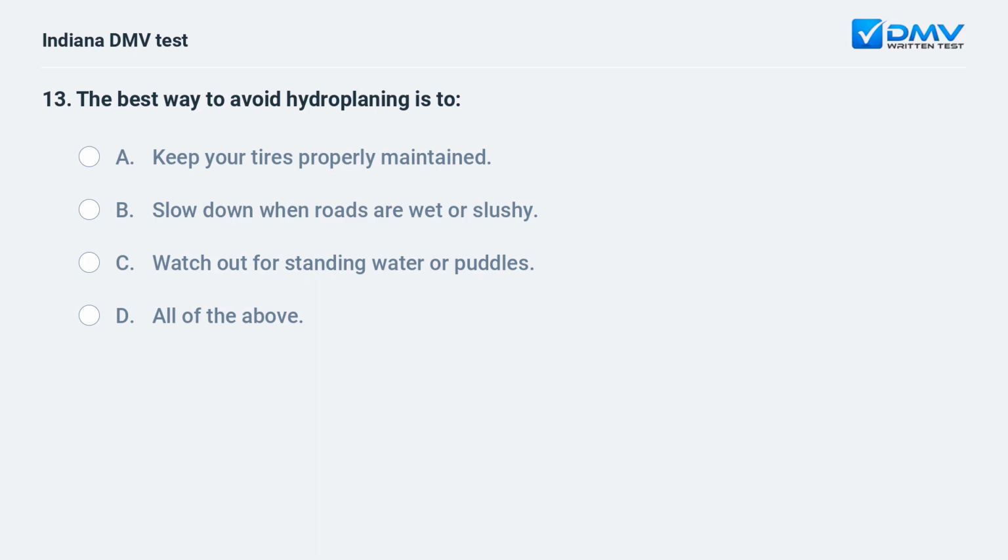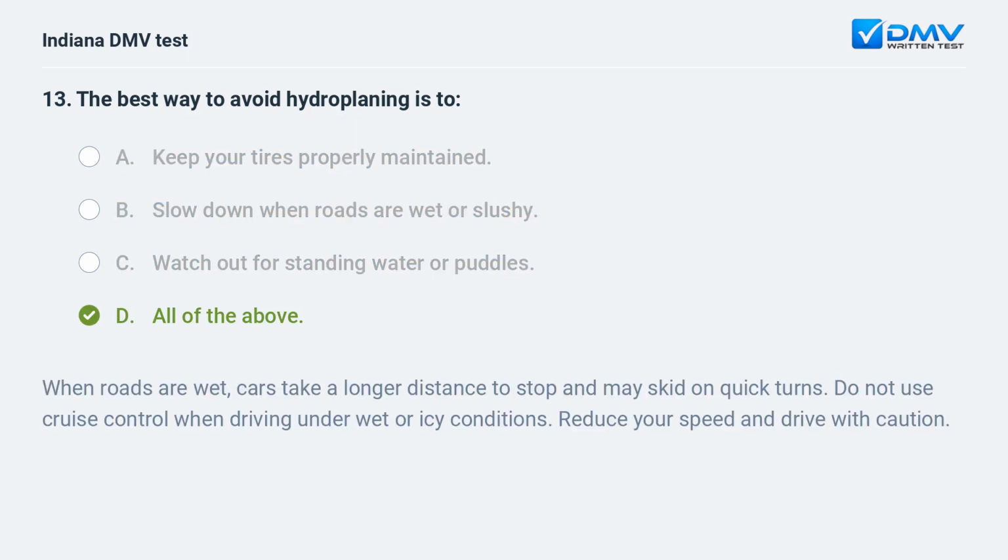The best way to avoid hydroplaning is to: a. Keep your tires properly maintained. b. Slow down when roads are wet or slushy. c. Watch out for standing water or puddles. d. All of the above.